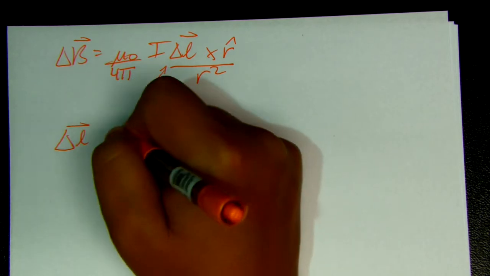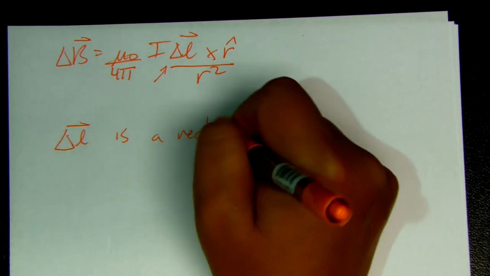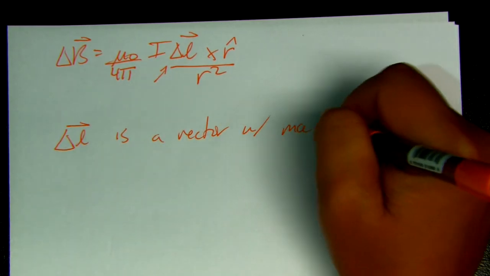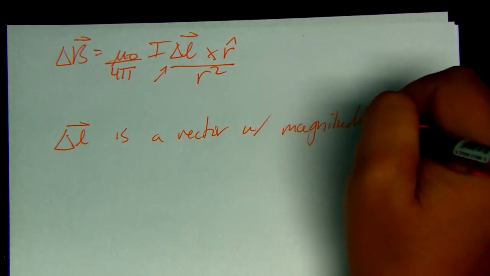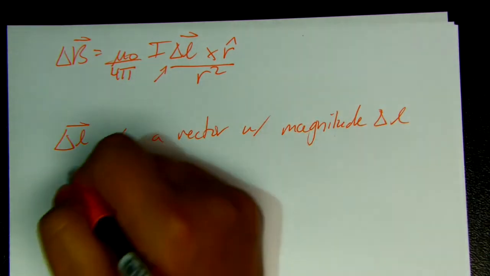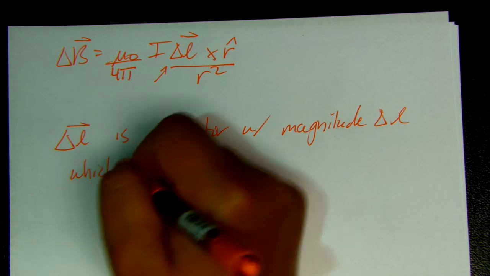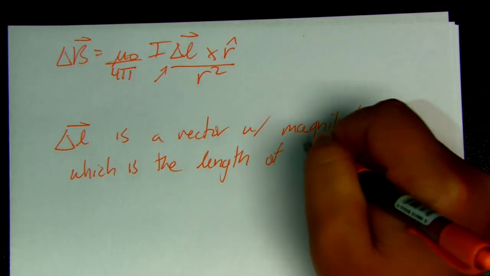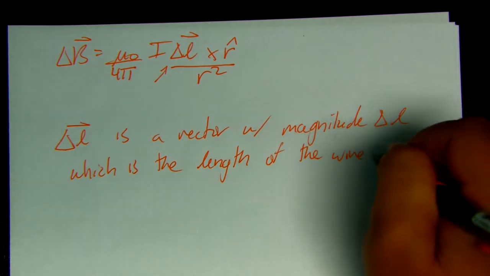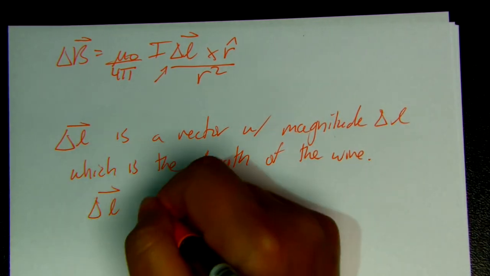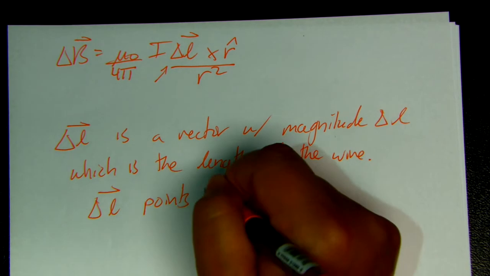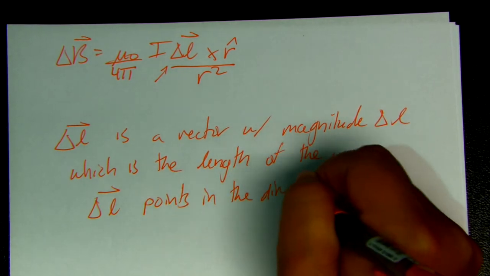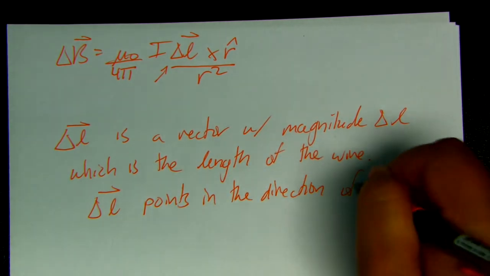So delta L is a vector with magnitude delta L, which is the length of the wire, and the vector delta L points in the direction of conventional current.